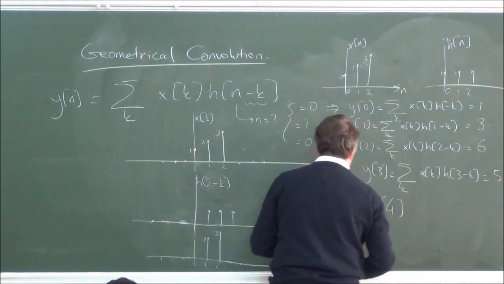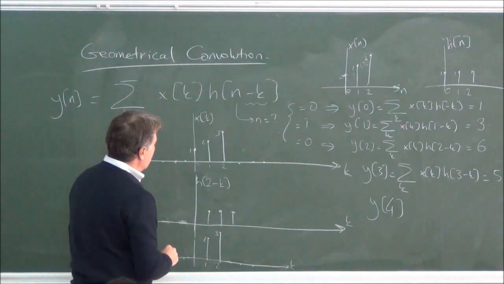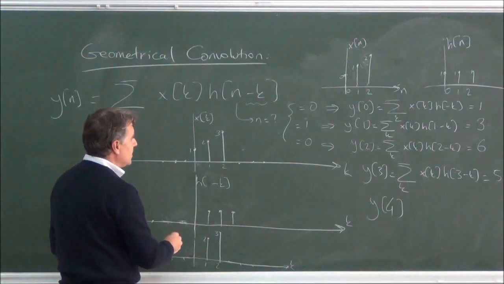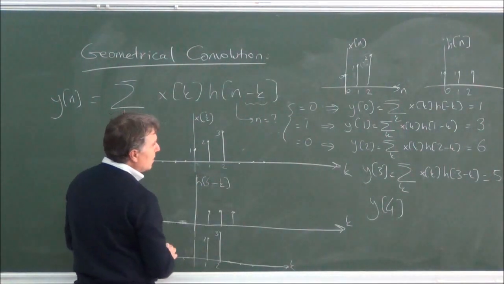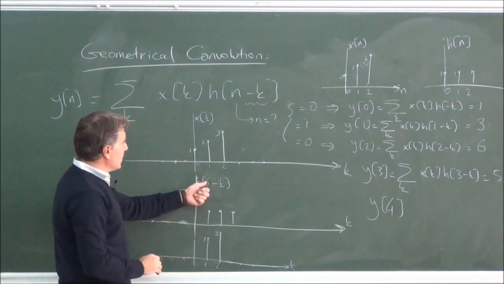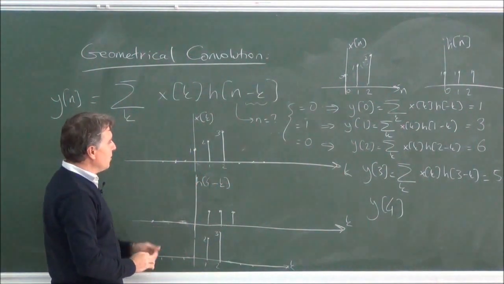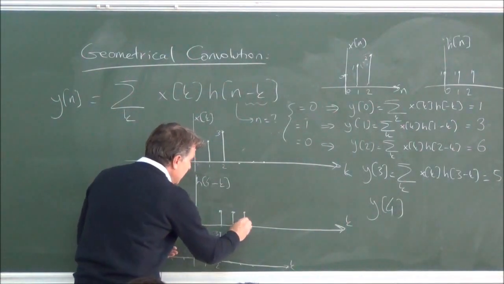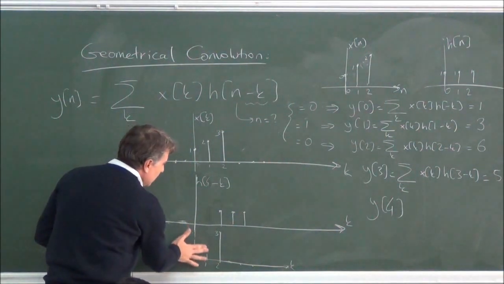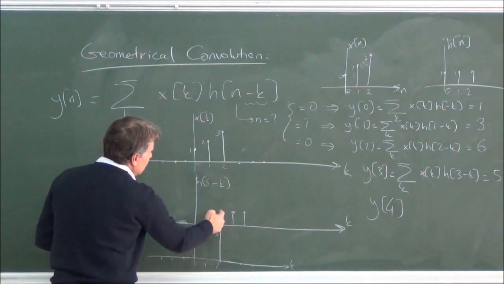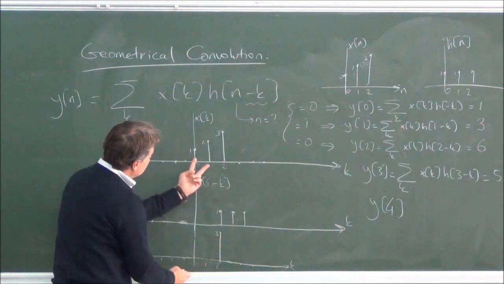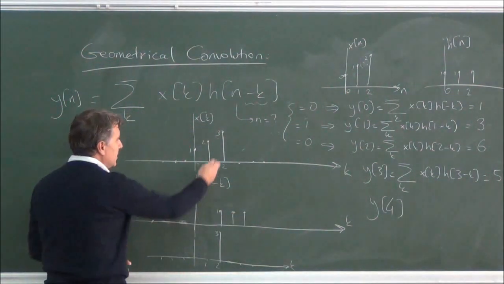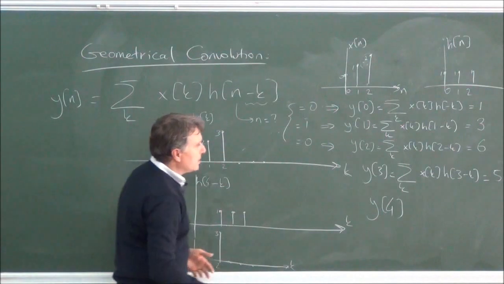Sorry, y of 4. So this time, the previous one was already h of 3 minus k. Sorry about that. This is y of 4 minus k now we have to do. So I'm erasing from here and I'm plotting here, shifted towards right. And the multiplication is only 3 times 1 is 3. These two will be multiplied by zeros, and these two will be multiplied by zeros, so we don't have anything. 3 times 1 is 3, and the summation is 3.